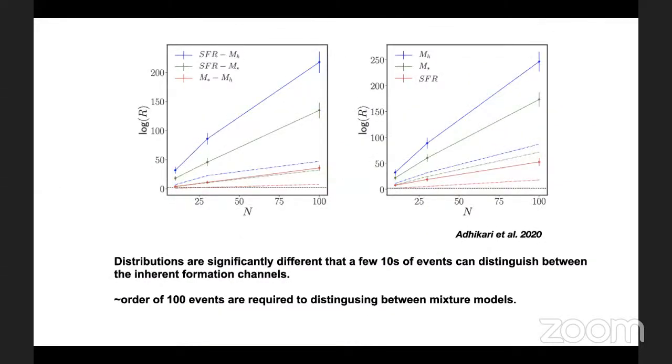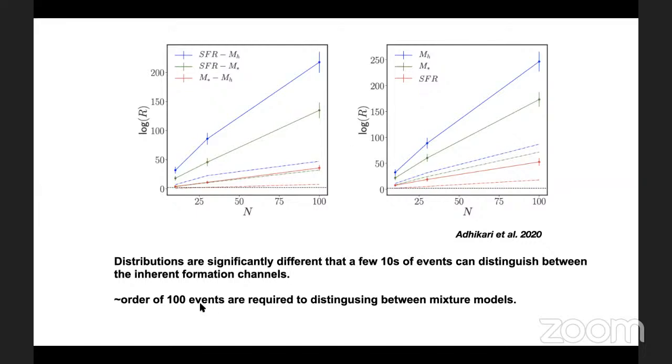So we saw that even with of the order of, so log R here is the Bayesian ratio. So even of the order of few tens of events, we can already start to distinguish between a star formation rate weighted sample from a halo mass weighted sample, and these different combinations, and also we would be able to rule out whether or not they're being drawn from a random selection of galaxies based on only a few tens of events.